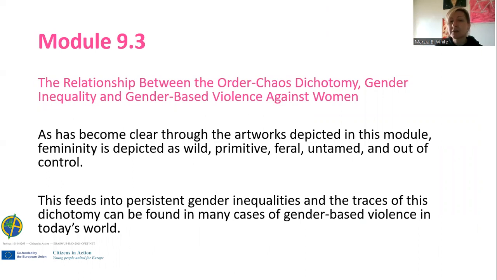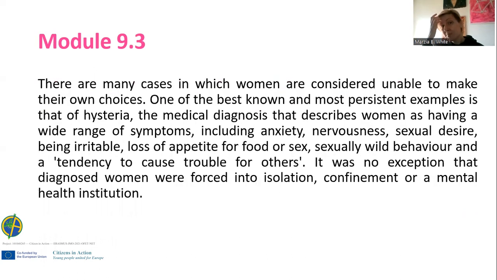As has become clear through the artworks depicted in this module, femininity is depicted as wild, primitive, feral, untamed, and out of control. This fits into persistent gender inequalities, and the traces of this dichotomy can be found in many cases of gender-based violence in today's world. There are many cases in which women are considered unable to make their own choices. One of the best known and most persistent examples is that of hysteria.